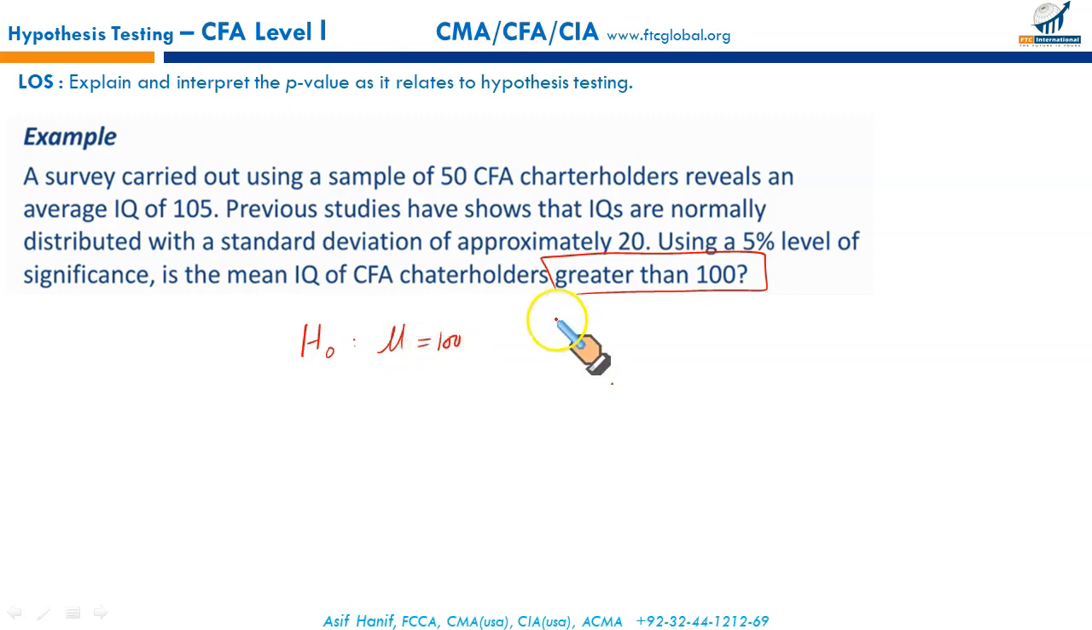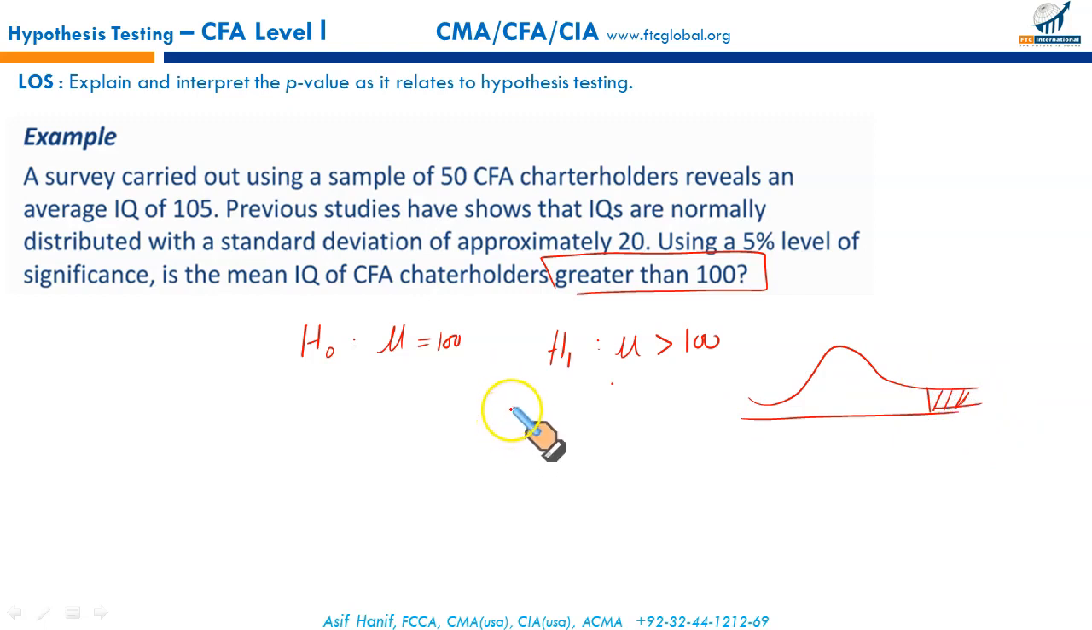The alternative hypothesis, which you can denote by HA or H1, is that the mean is greater than 100. So what you're looking for is the region on the right side, the right tail. Now let us first calculate the Z value. The mean we have is 105. You know the formula, I'm sure.